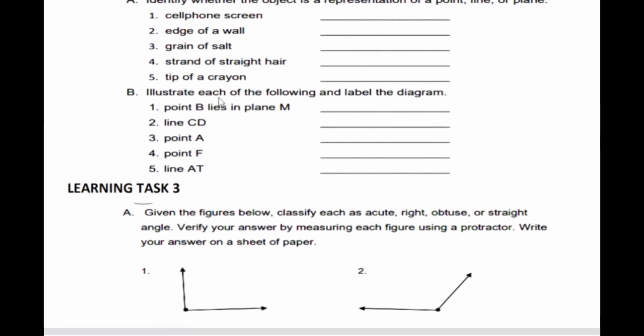For letter B, illustrate each of the following and label the diagram. So for number 1, we have point B lies in plane M. So illustrate plane M that has a point B.